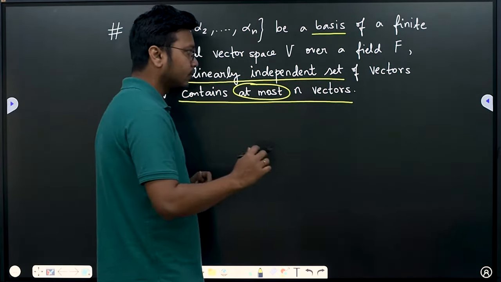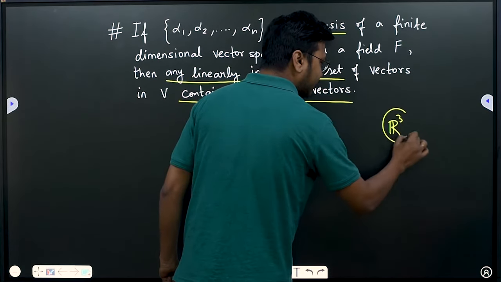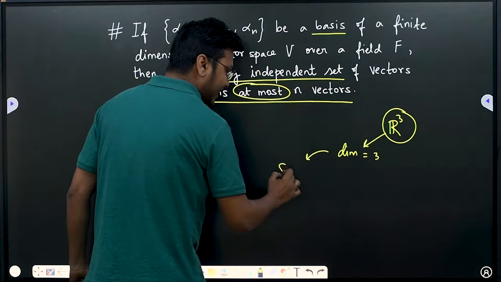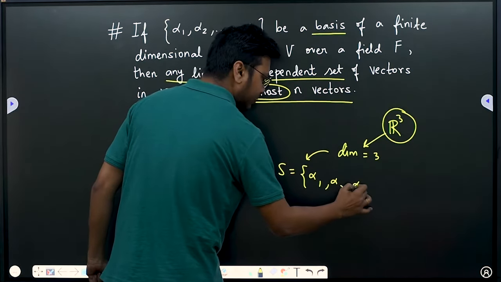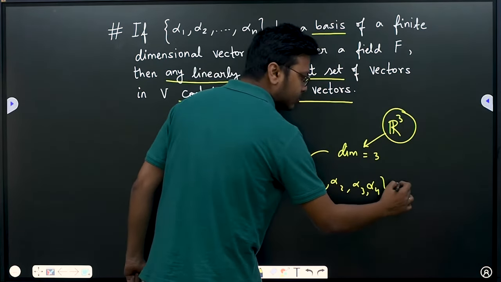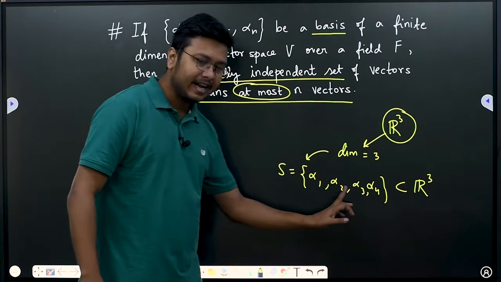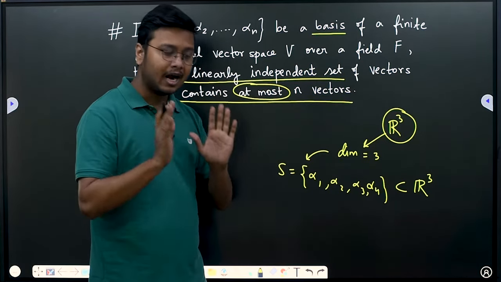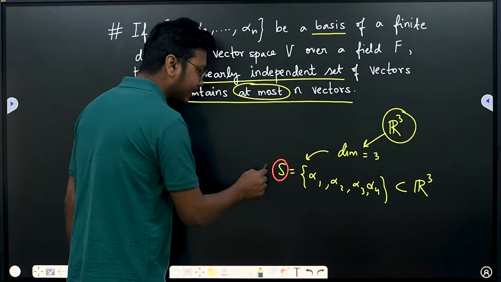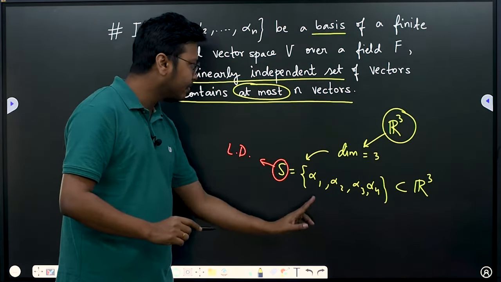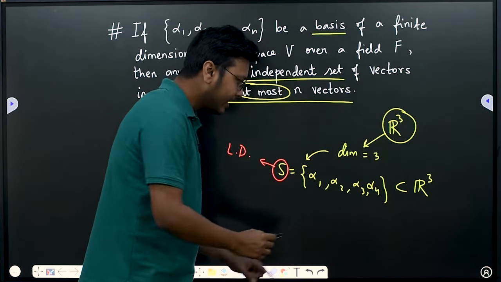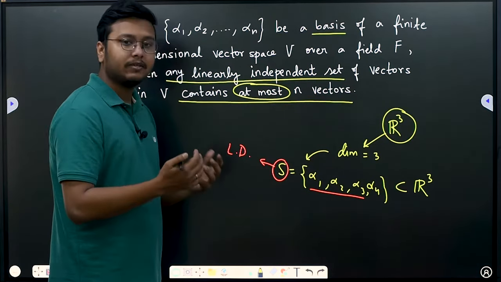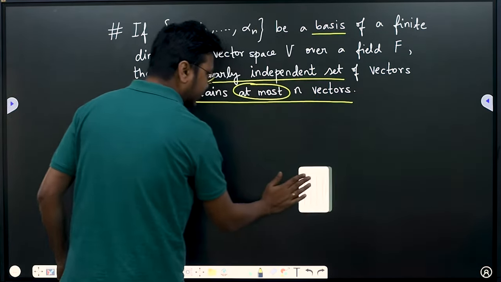Okay. So, for example, if I say I have R3 as a vector space, that means the dimension here is 3. So if I take any set S which contains alpha 1, alpha 2, alpha 3, alpha 4, and I've taken these elements from R3, random 4 elements from R3, there is nothing to check. We can say from this theorem that 100% this set S is linearly dependent. It can never be independent because the independent set can contain at most n vectors. In this case, it can contain at most 3 vectors and not more than that. So this theorem will be very essential for us while doing the problems. So let's get started with the proof of this theorem.